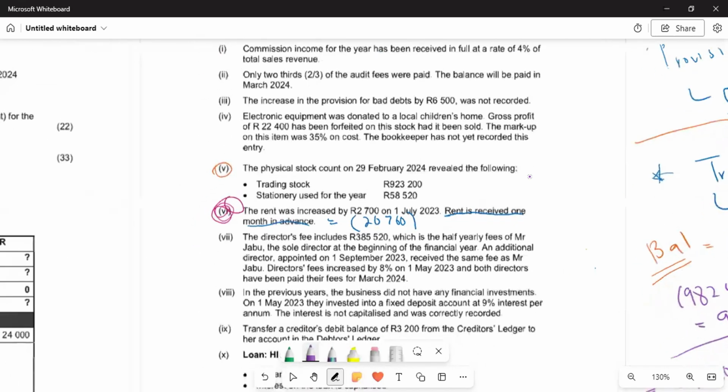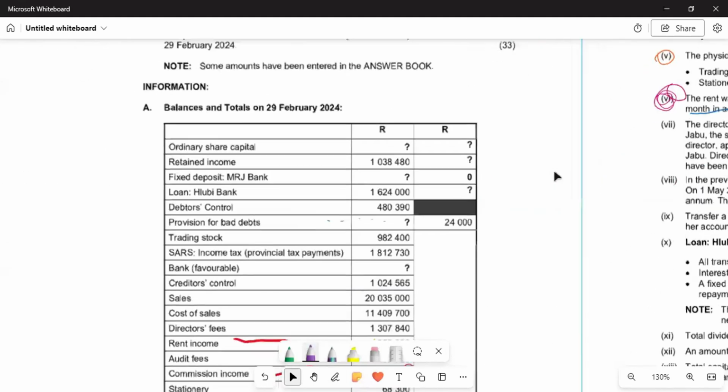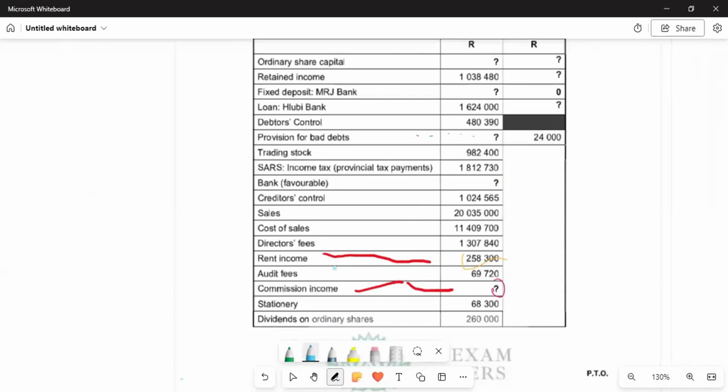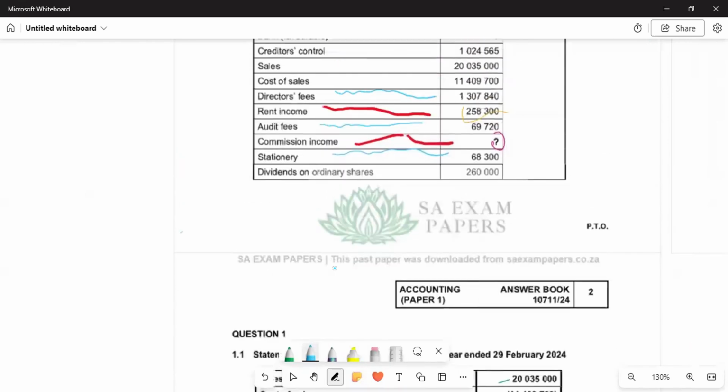Now I need to try and recognize my operating expenses. First I'm going to start with the information that I'm given, or my given expenses. I already recognized my increase in provision for bad debt, so I'm fine with that. Let me see what else. I have director's fees as my expense, my audit fees as my expense, and my stationery. My dividends on ordinary shares, dividends are not expenses, right? They're part of equity.